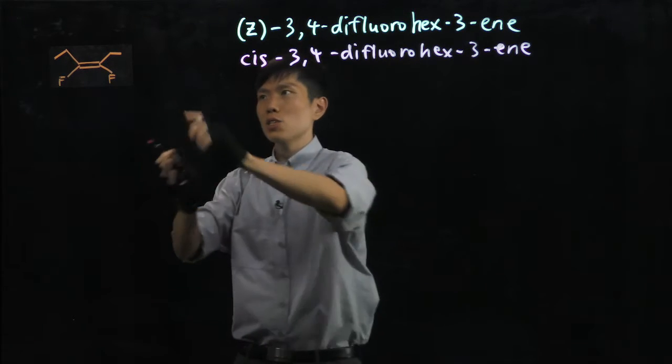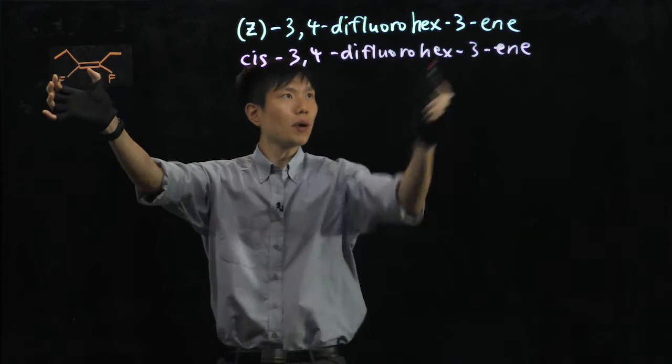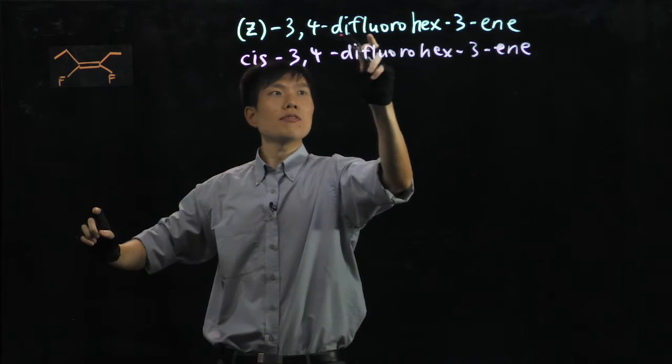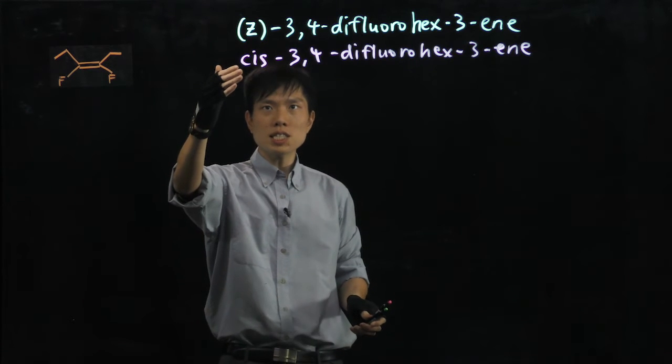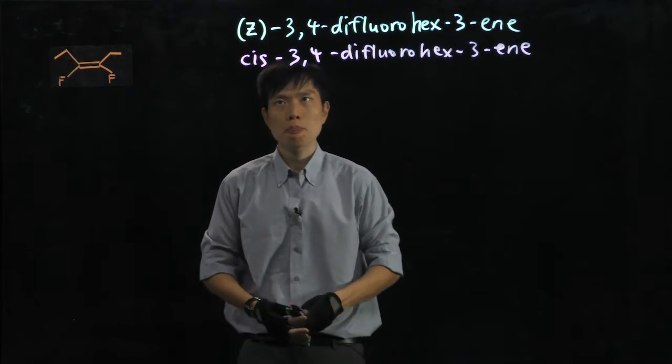Hex-3-ene, so let's go 1, 2, 3. Between the third and the fourth atom, there's a double bond, correct? And on the third and the fourth atom, there are fluorine atoms. So this is fine. Now suppose you are asked to draw the cis isomer instead. They do not use E and Z. So how do you do it?